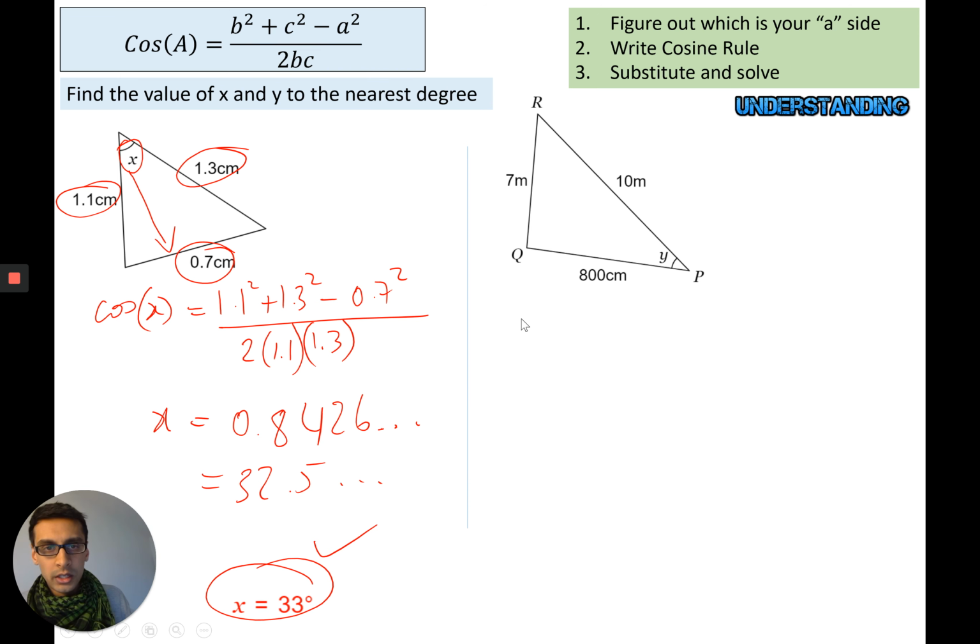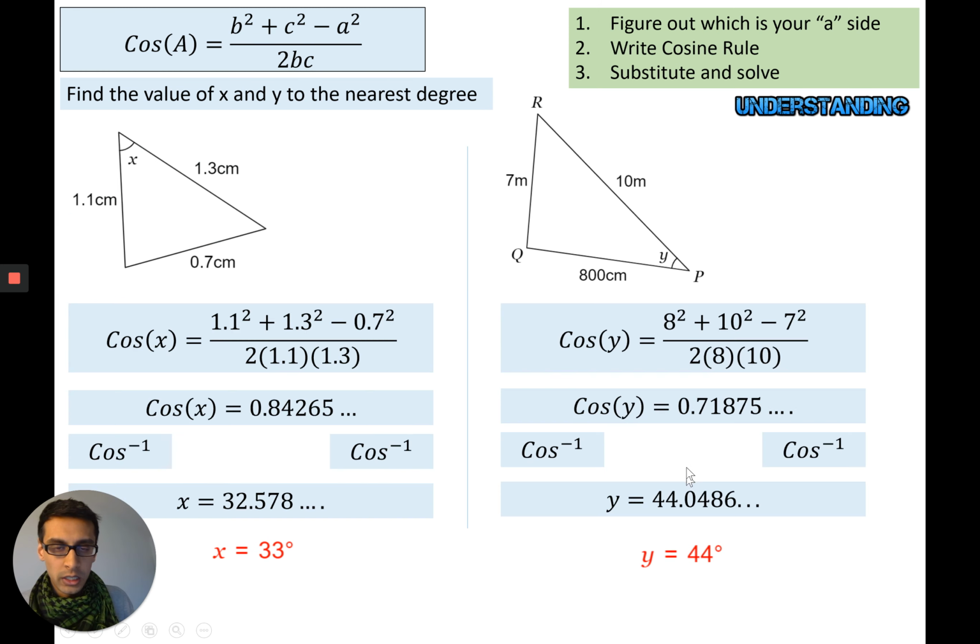Okay, second example here. I want you guys to have a go with that. It's practically the same question with different numbers. Keep an eye out for the lengths. Okay, I'm going to go through it now. You should have got 44. Here is the working out needed.